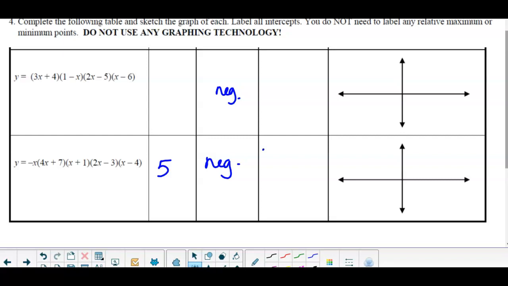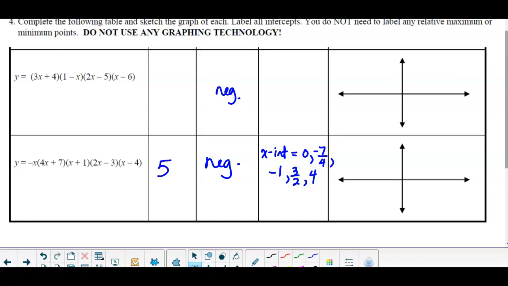X-intercepts, which we often call zeros of a polynomial function. So x-intercepts are 0, -7/4, -1, 3/2, and 4. Okay, all the values of x that make each factor equal to 0.